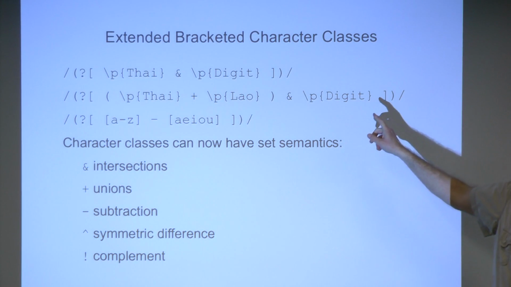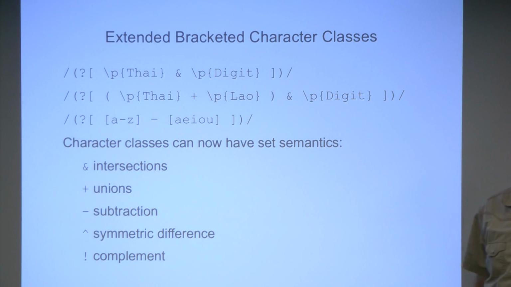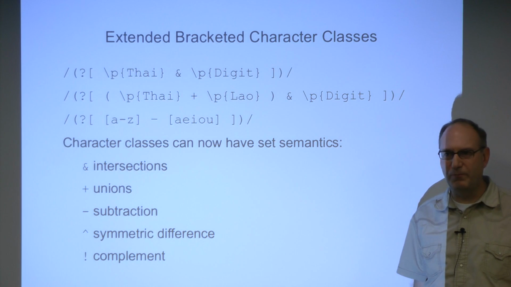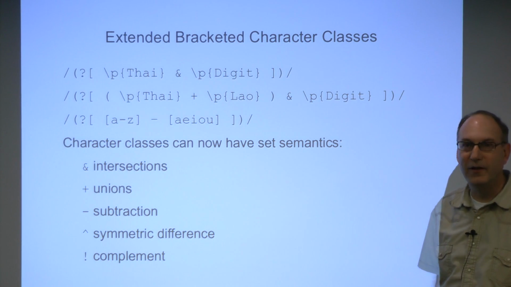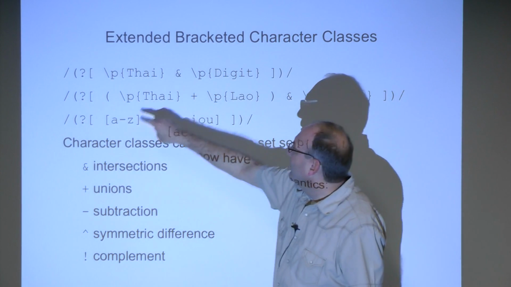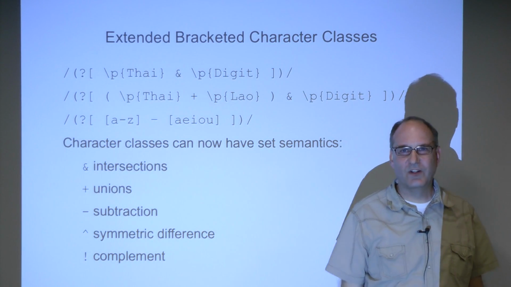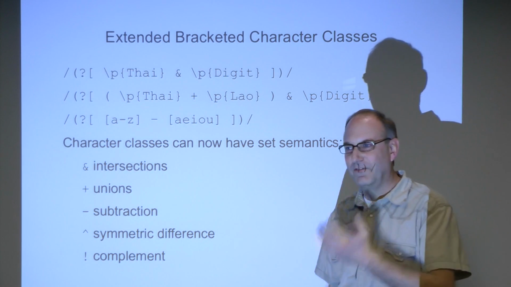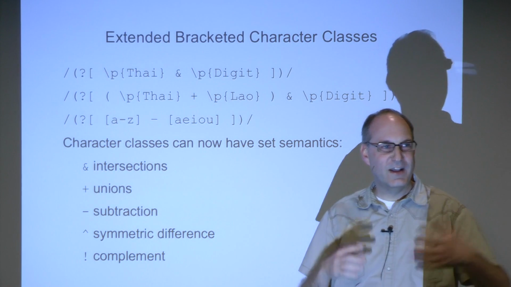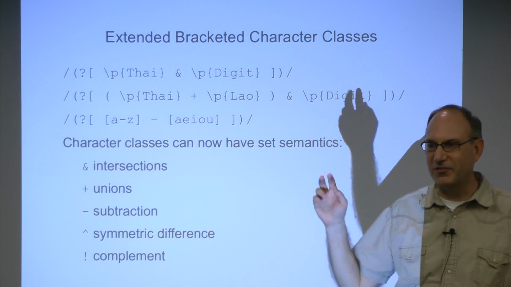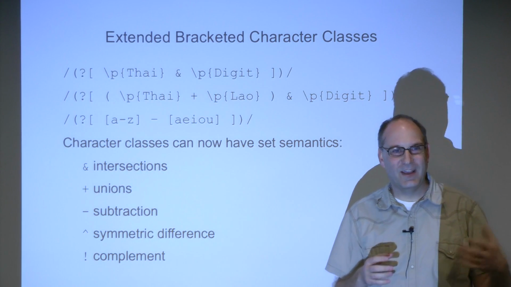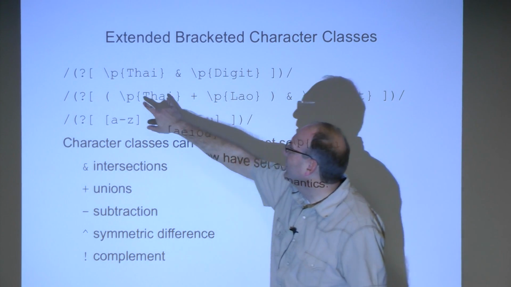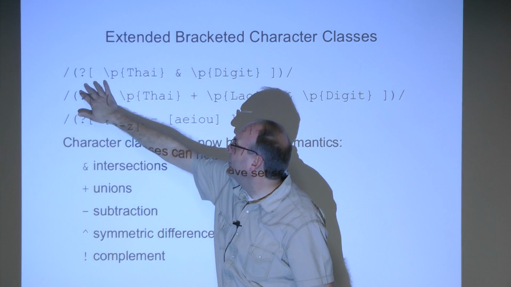Okay, extended bracketed character classes. This is something that's new in Perl. And again, I don't know if it's been implemented in other languages. Perl could have stolen it from another language for all I know. But this is one of the problems that I've always had with character classes: you can have positive character classes, you can have negated character classes, but you can't have combinations. You can't have what we would call set theory. You can't have sets where you exclude, where you take unions, intersections. Well, now you can.